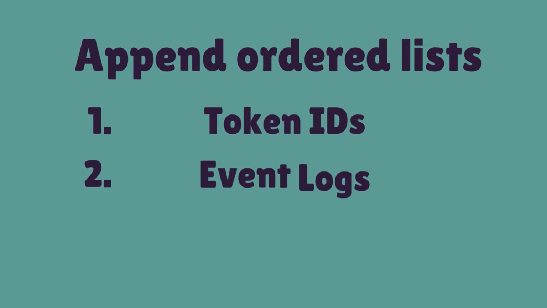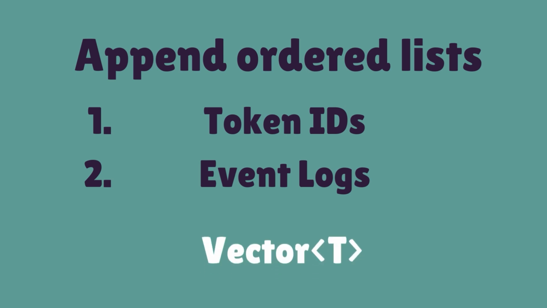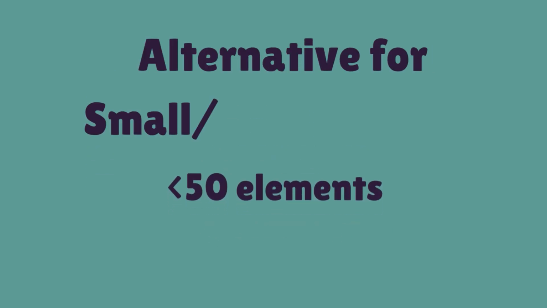For mostly append-only ordered lists, like token IDs or event logs, we'll use Vector. It is optimized for adding to the end and retrieving by index. It only loads one element at a time when accessed. This is the recommended choice for persistent lists, even small ones. As an alternative for small ordered data, we'll use Vec.